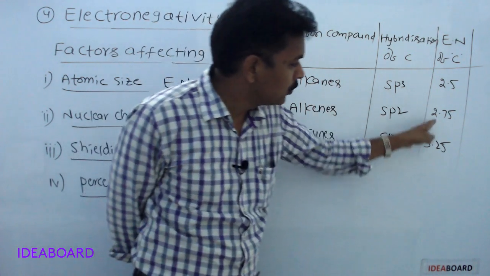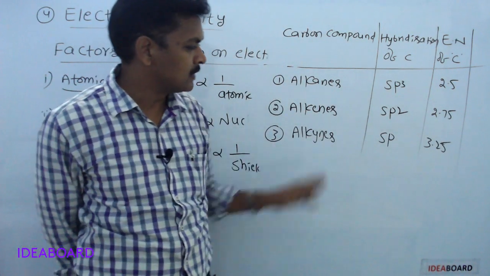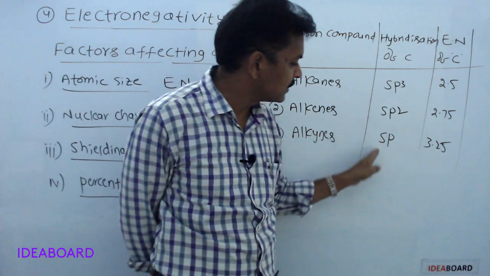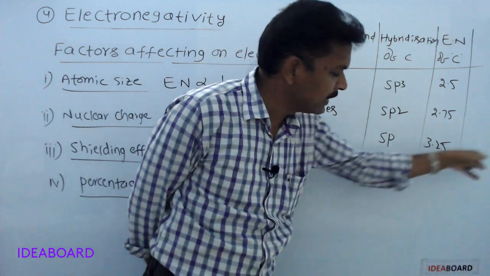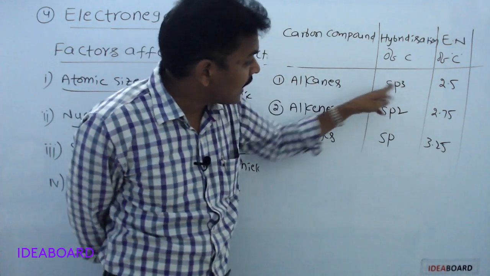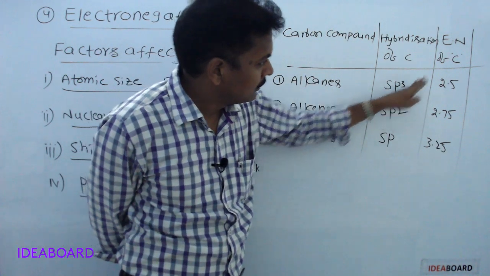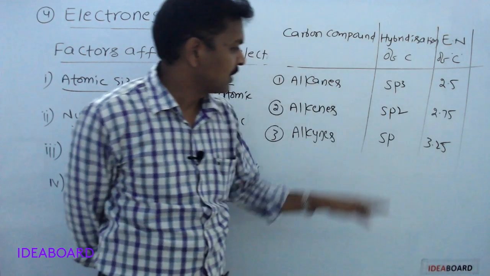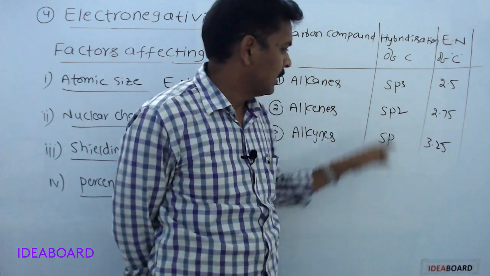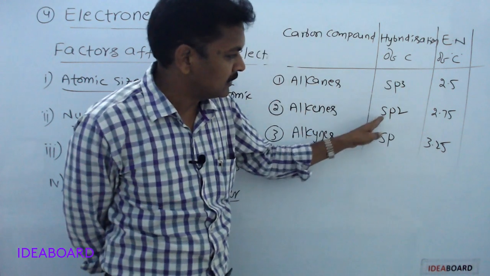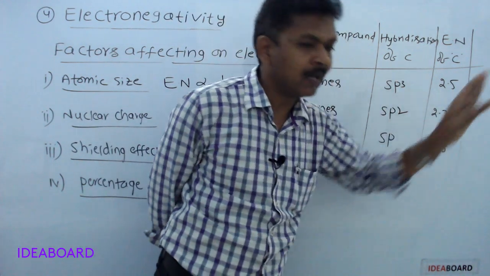Electronegativity of carbon is 2.75. In alkynes, triple bonded carbon atoms undergo sp hybridization. Then electronegativity of carbon is 3.25. Here s character is 25. Then electronegativity of carbon is 2.5. Here s character means s orbital character. S orbital percentage 33.3. So electronegativity of carbon is 2.75.